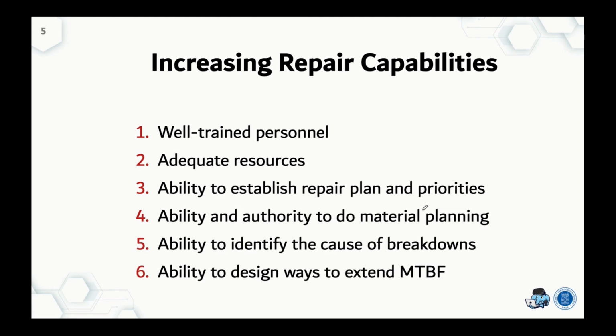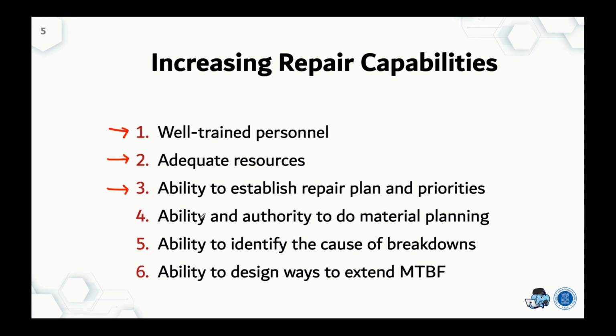How do we increase the repair capability in total productive maintenance? By doing training. Well-trained personnel, including training for the operator, and then we select the best resources to support the repair, so that they support the autonomous operator: the educated resources, the best material, the best computer system, and the algorithm to support the AI that we will use. The third one is the ability to establish repair plans and priorities. This is also one of the capabilities that our personnel should have.